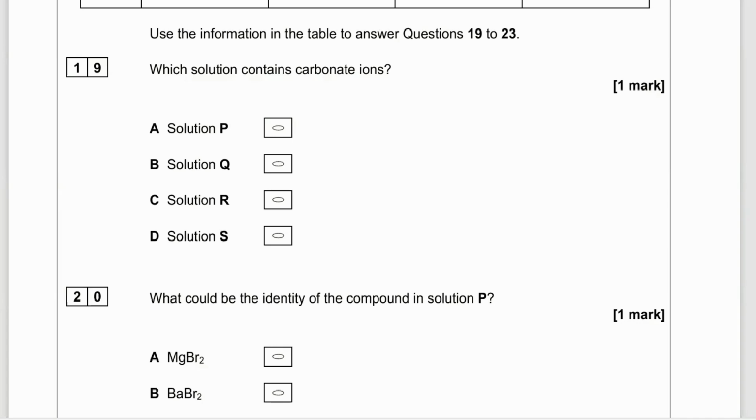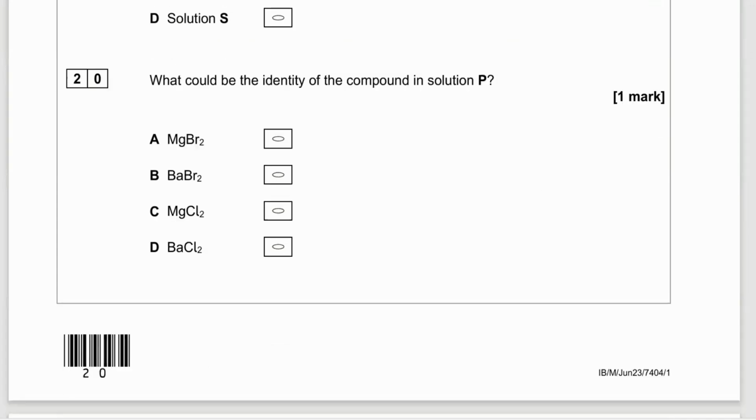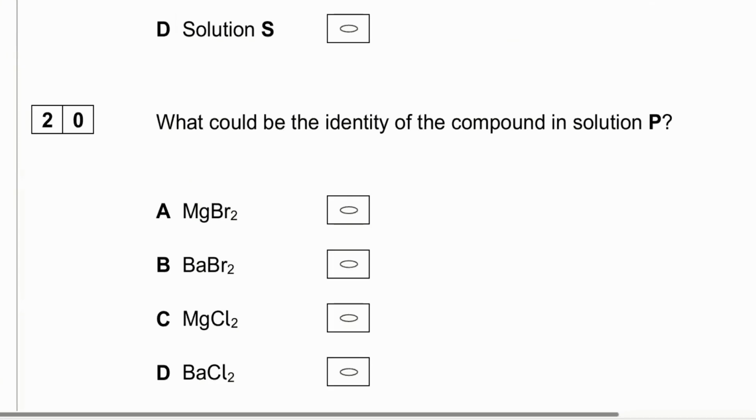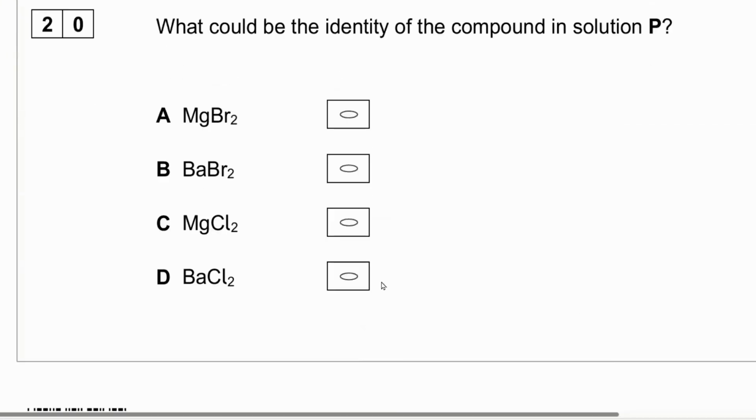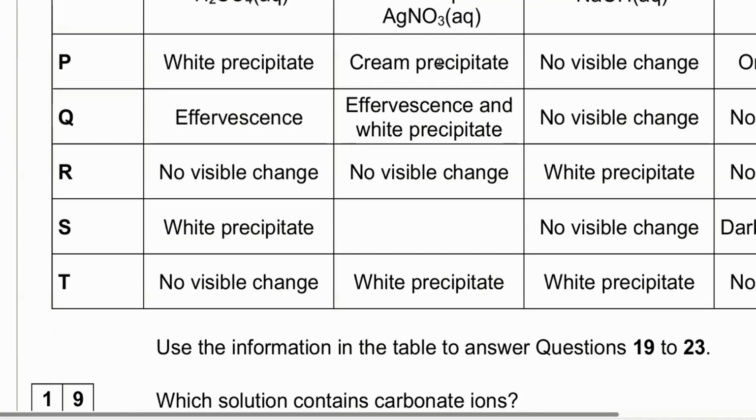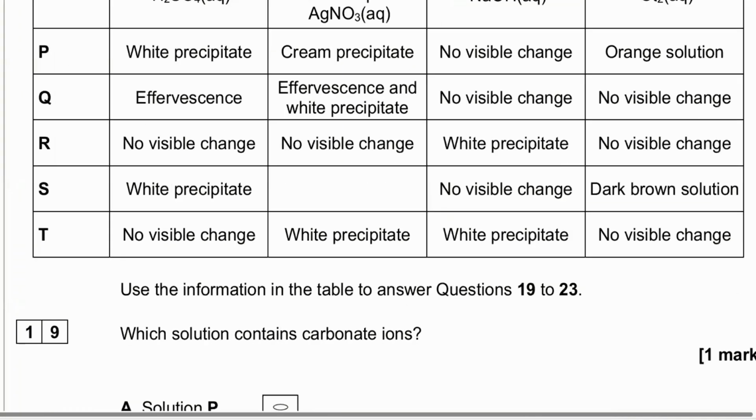Now we need to move on to question 20. Again, we're going to keep having to scroll back to actually look at the table and work out the answers. So question 20. What could be the identity of the compound in solution P? Is it magnesium bromide, barium bromide, magnesium chloride, or barium chloride? So we want to find out the identity of the compound in solution P. So it's one of these. So really we're looking, is it magnesium or barium, the metal ion? And then is the anion bromide or chloride? So let's have a little look.